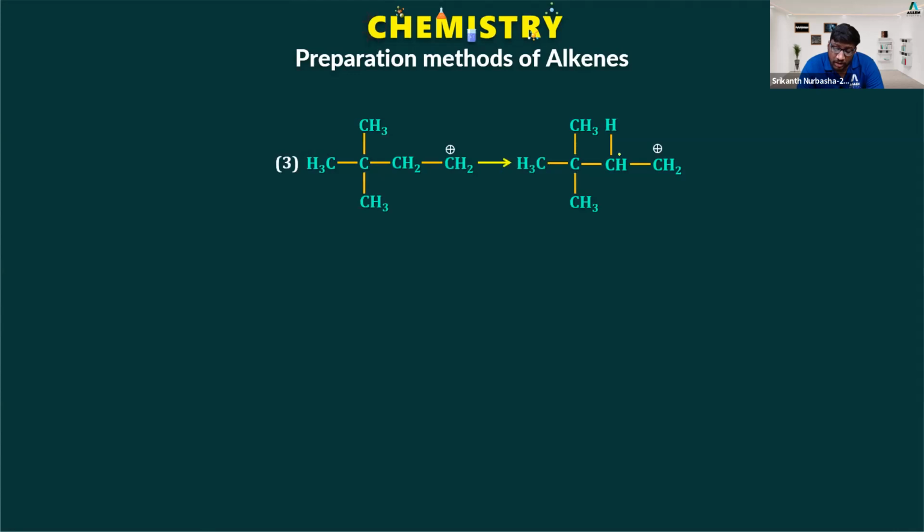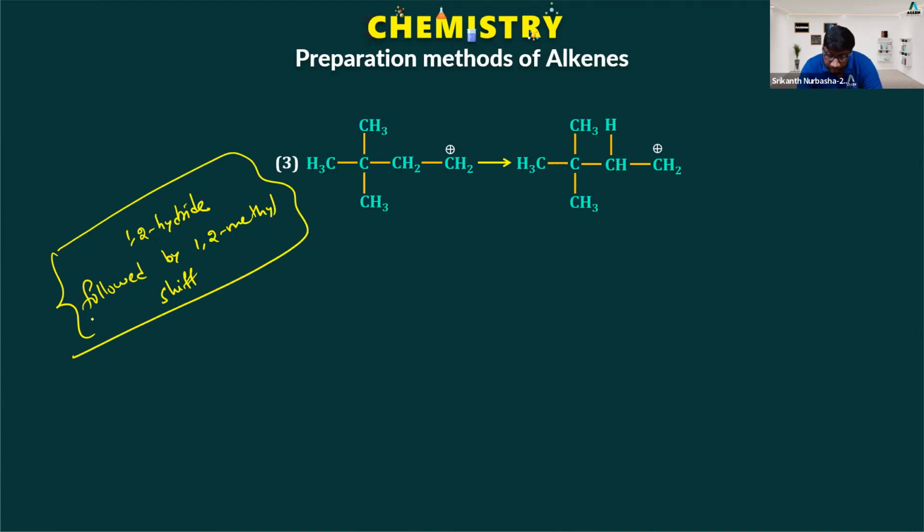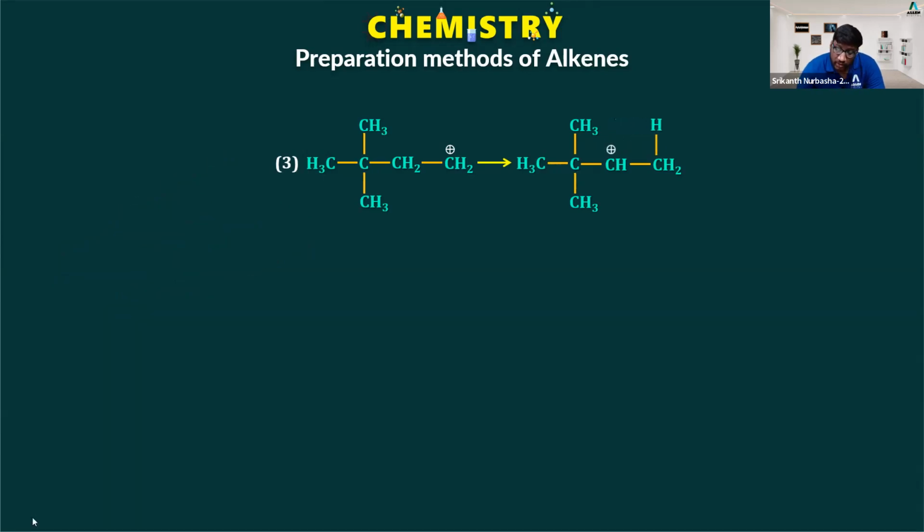Here, is shifting possible or not possible, students? First case, what happens? 1,2 hydride shift. Then what happens? 1,2 methyl shift. A 1,2 hydride shift followed by a 1,2 methyl shift. So two times you can shift. If you do a 1,2 hydride shift, you will generate a 2-degree carbocation. If you shift the methyl group again, you will generate the 3-degree carbocation. A 1,2 hydride shift and a 1,2 methyl shift will produce the most stable carbocation.